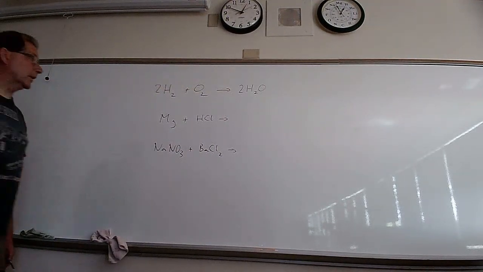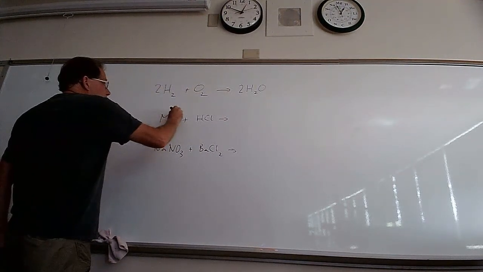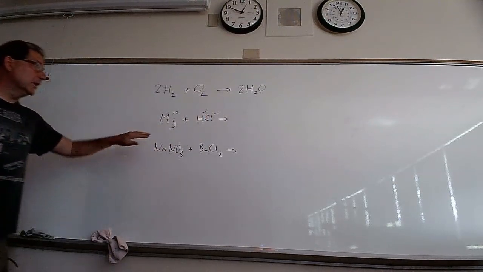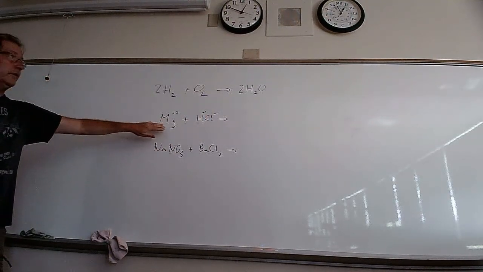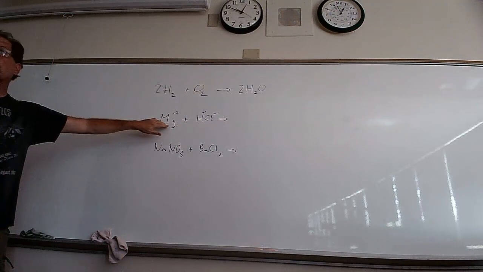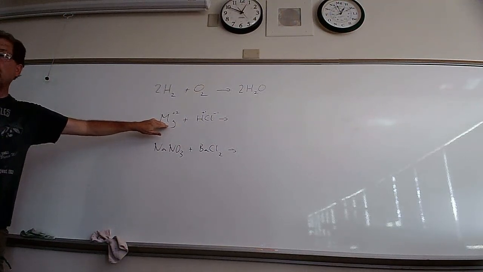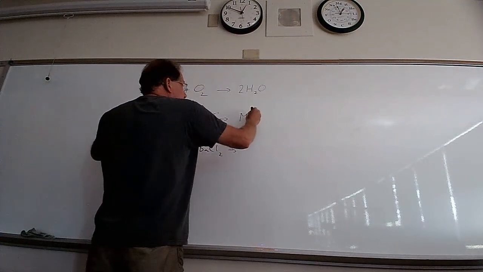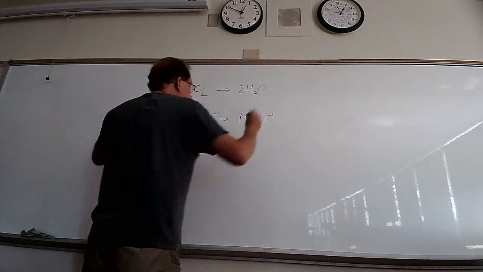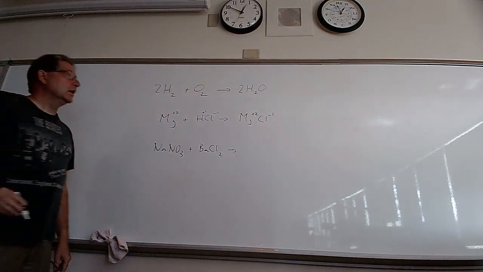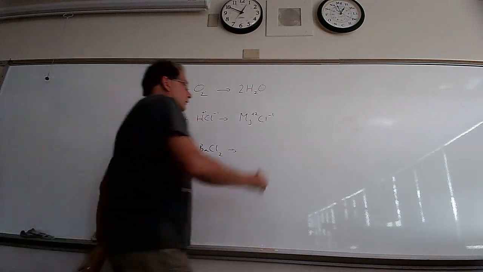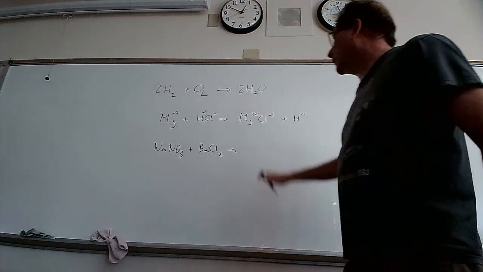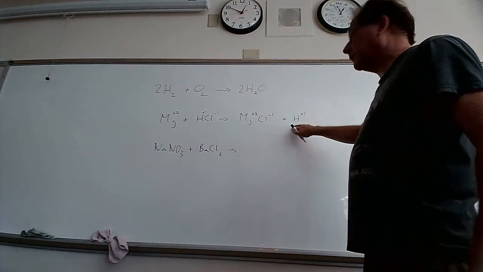All right, next example. I've got magnesium, which is a charge of +2. Hydrogen is +1, Cl is -1. So this is a single replacement reaction. I have to have something new on the other side, and it has to be a positive ion combined with a negative ion. So I'm going to put Mg with a charge of +2 together with Cl with a charge of -1. And then H is left over.